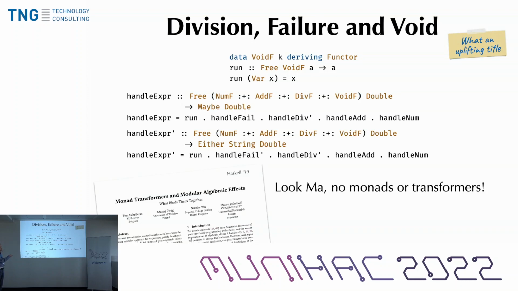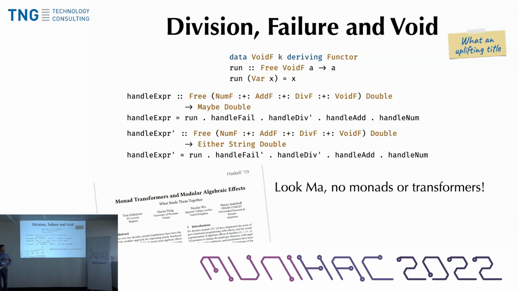And then similarly, if you want to do something that gives you an either data type, then you handle the numbers, handle the add, handle the div, handle the fail differently, and then run the whole thing, and this should work for you as well. And look, Ma, no monads or transformers. So we didn't have to talk about monad transformers. We didn't have to do the proof of monad transformers. We didn't have to rely on them in any way. And we get some kind of compositionality as if by magic. There's no proof burden required.